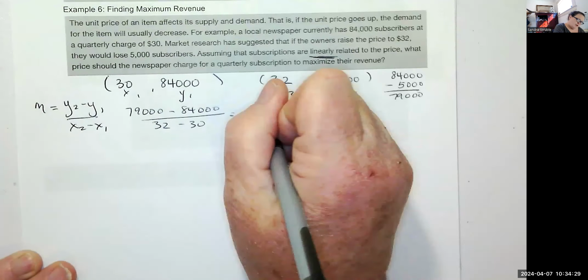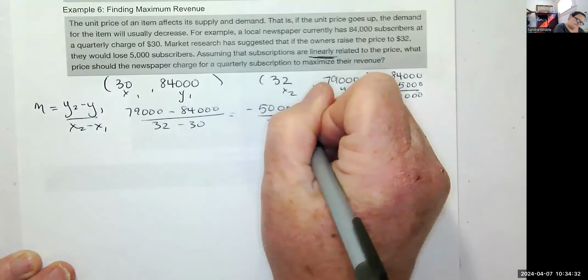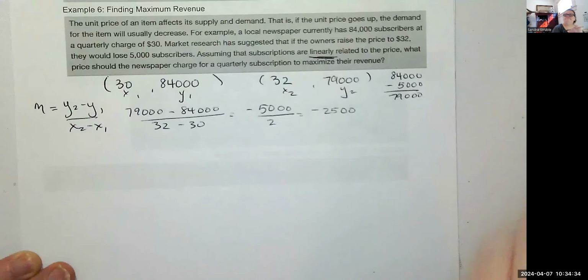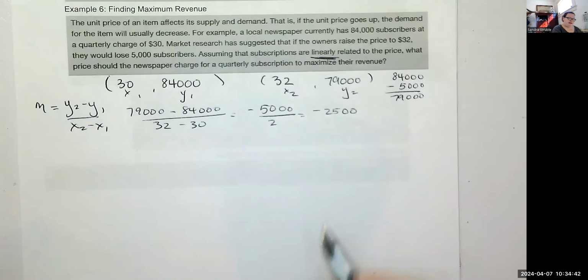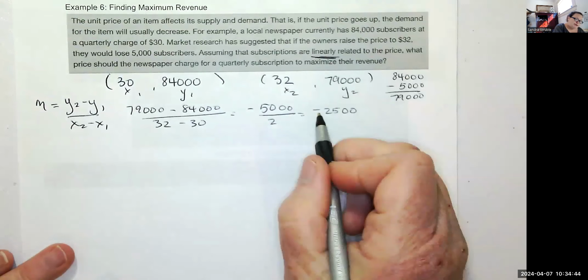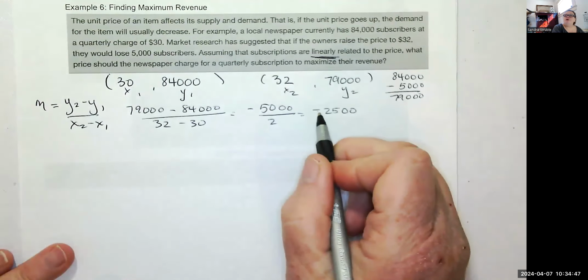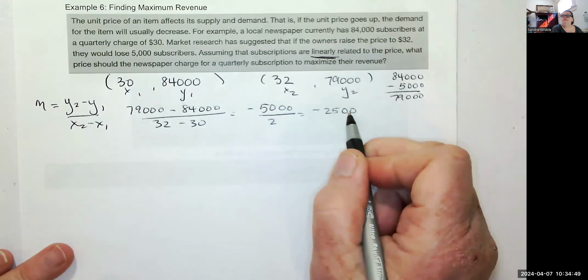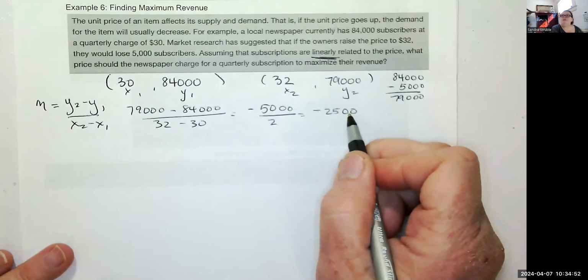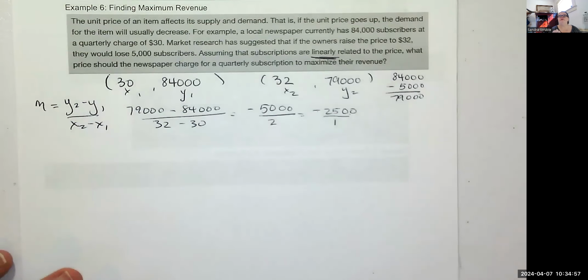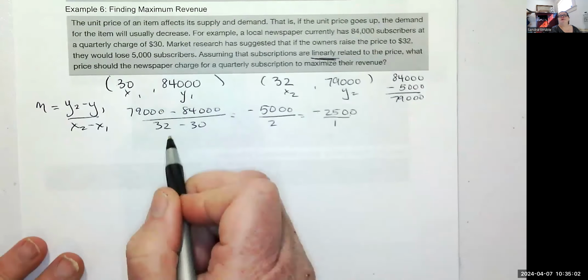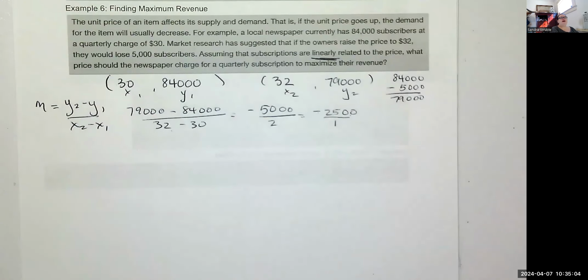$5,000. I don't know why I needed to calculate that. All right, so negative 2,500. What does that mean? That means they have a decrease in subscribers of 2,500 people, subscriptions per $1 increase in the price per quarter, because this is the subscription over the dollars. All right, so that's what that looks like.